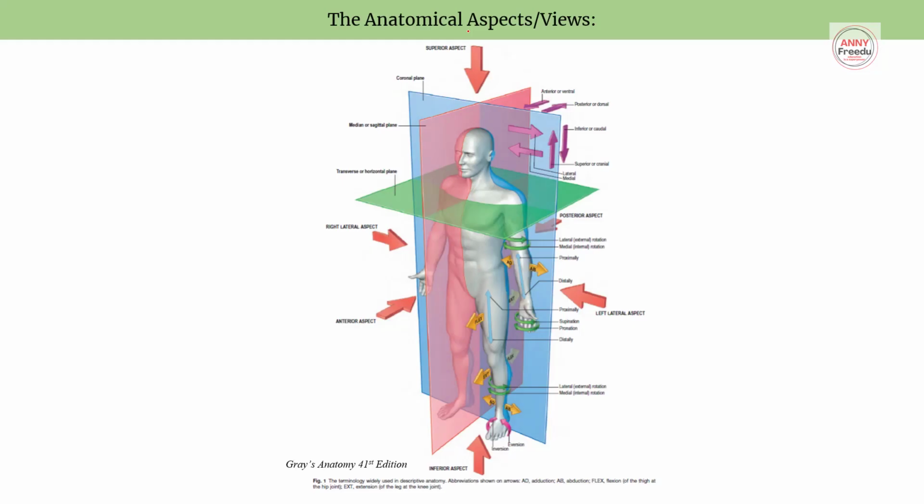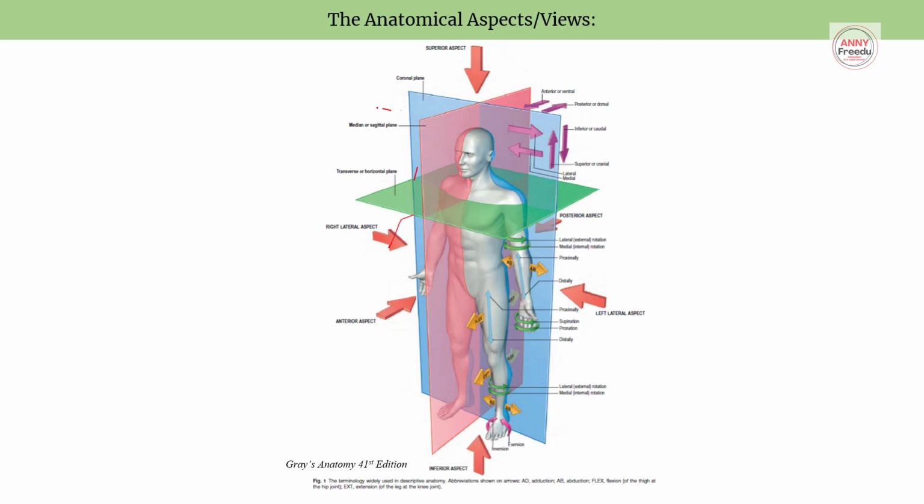So we are done with the planes. Now let's talk about aspects or views. When we talk about aspects and views, we imagine where we are standing when we are observing a body or a diagram. For example, if we talk about the coronal plane, we can observe it from the front, which is the anterior aspect, or from the back, which is the posterior aspect.